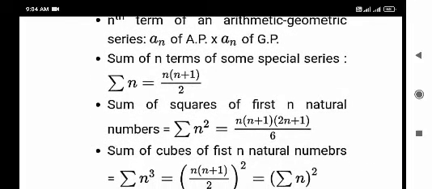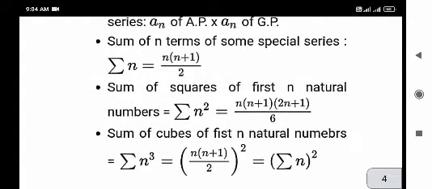Next, some simple formulas are there for the sum of consecutive terms. The formula used here is summation of n equals n into (n plus 1) upon 2. If a sequence of squares is given and you have to find the sum of it, then summation of n square is equal to n into (n plus 1) into (2n plus 1) upon 6. Next, for the sum of cube terms, summation of n cube is equal to (n into (n plus 1) upon 2) whole square, which is equal to the square of summation of n, right? This is the basic of this chapter.